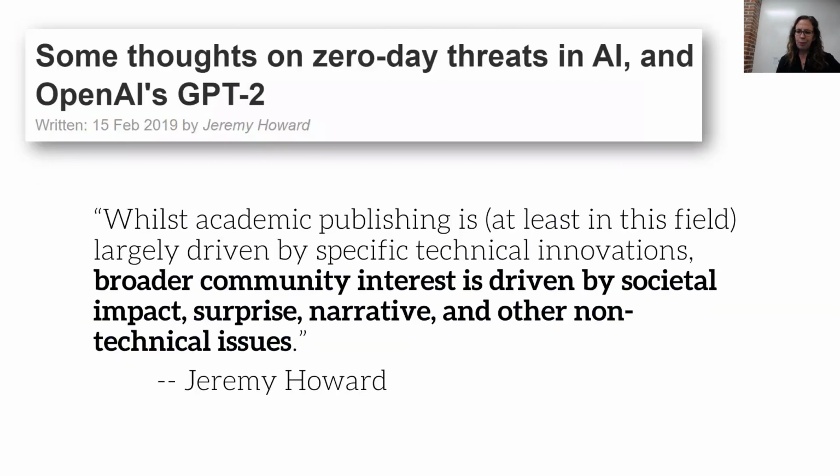Jeremy wrote a post about this at the time, "Some Thoughts on Zero-Day Threats in AI and OpenAI's GPT-2," for the fast.ai blog. And I think he articulated what I saw within the machine learning community: there was a lot of negativity and snark around them not releasing the model. A lot of people saw this as a PR stunt. And I think some of that came from the fact that academic publishing has very different motives and incentives than broader community interest.